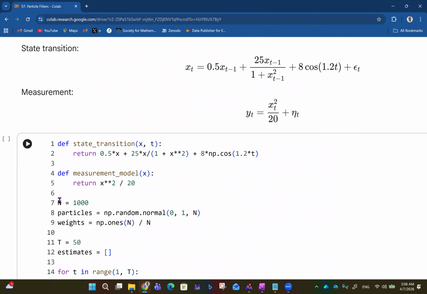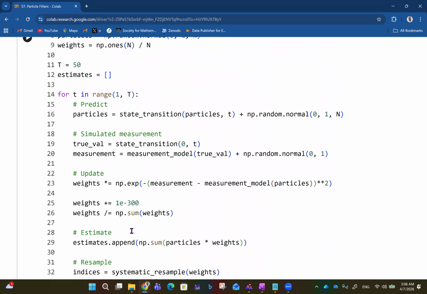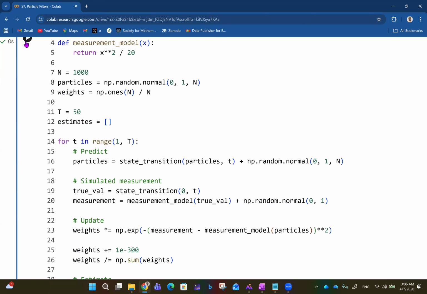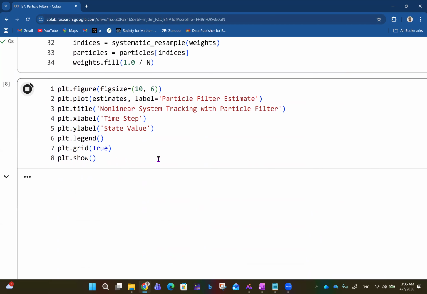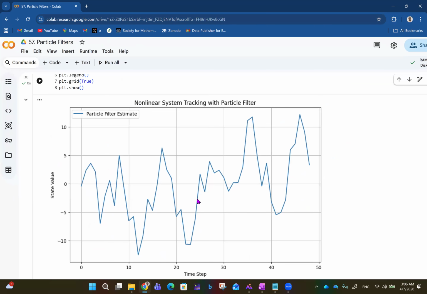That's what you have here. And then for the number of particles, you have 1000, and you set everything in place, and you can run this now. Of course, you also want to do the figure. So, and you have this now.